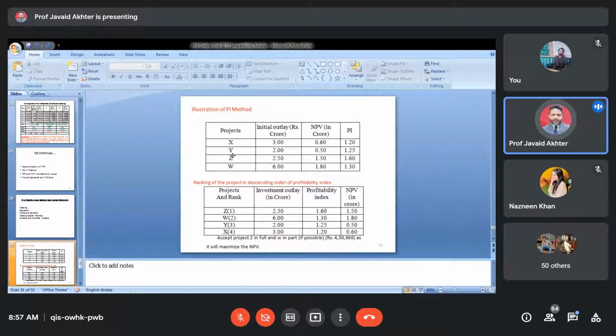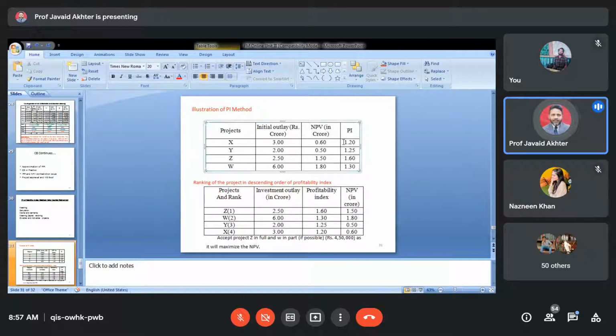There are projects X, Y, Z, W. Just again assume data. Initial outflow was this much. NPV in crores was this much. So profitability index would be this much. So we have converted this data into profitability index. And once profitability index has been calculated, we can assign them rank.